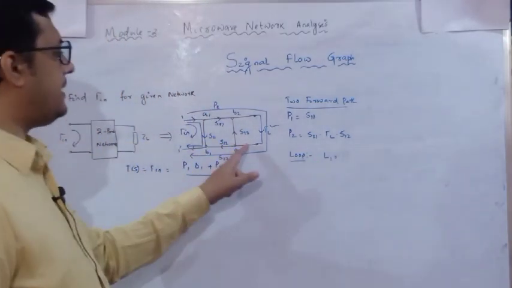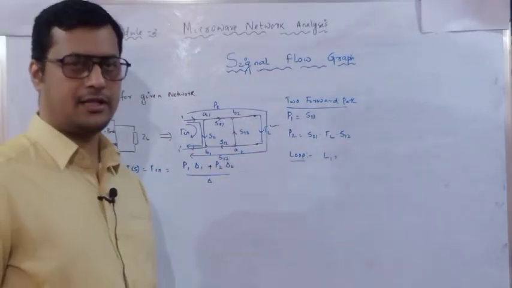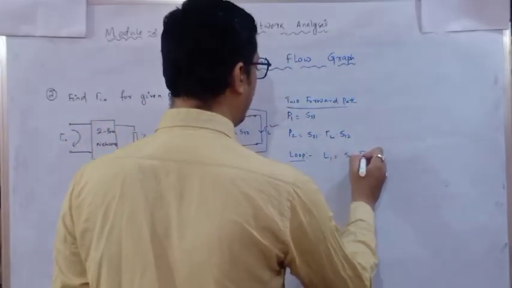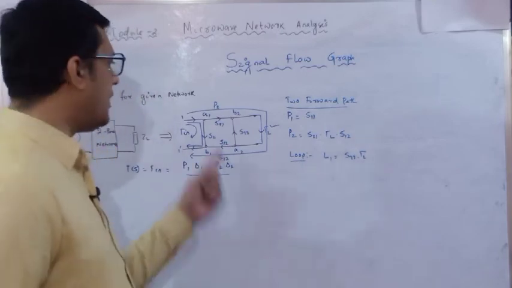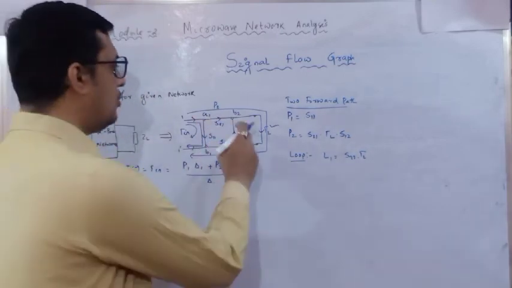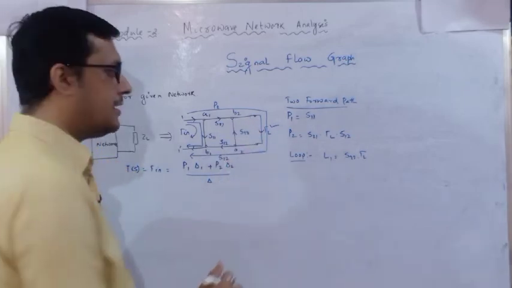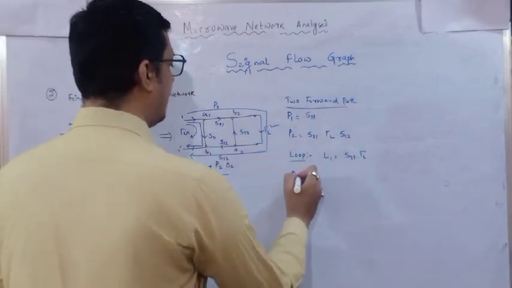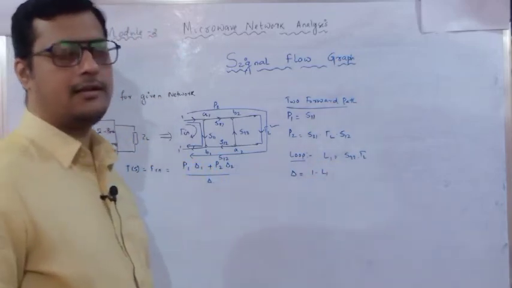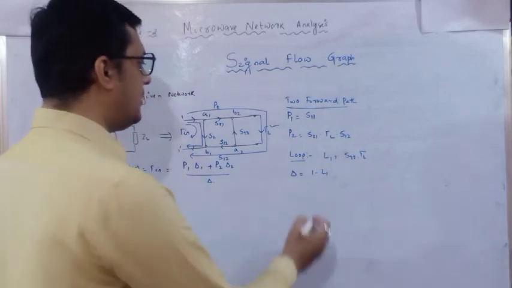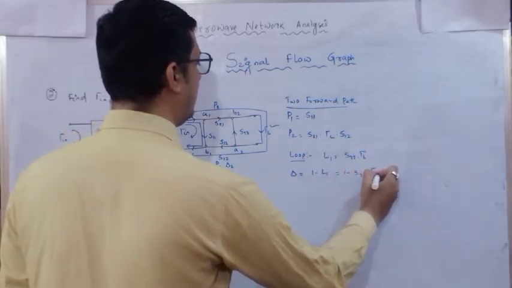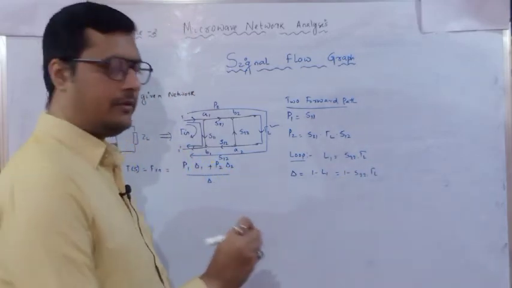And what is that? S22 into the reflection coefficient at the load. So here I will write S22 into the reflection coefficient of the load, and no other loop. The loop is not forming here, but the loop is in this particular path. So that means del is equal to 1 minus L1. No further loops are available. So del is equal to 1 minus S22 into the reflection coefficient of the load.